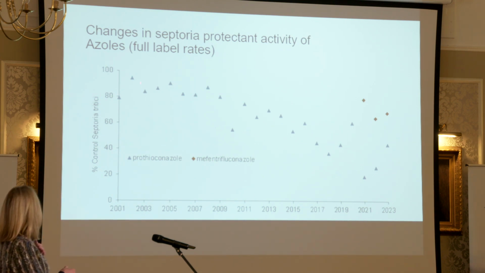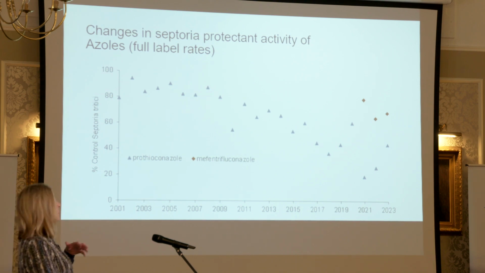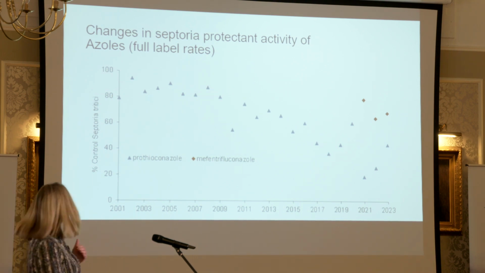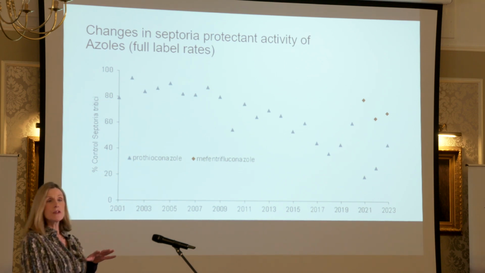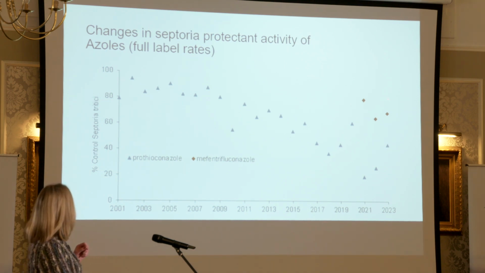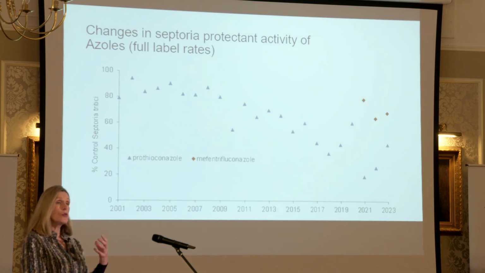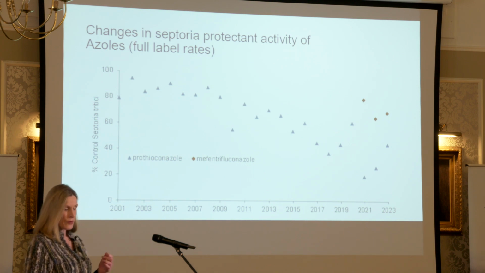And we've talked a lot about this decline in azole efficacy over the years. So while in the early 2000s we were looking at 80% plus control from those products at full rate, you see it decline to barely 30 or 40% in latter years. We've recovered some of that with mefentrifluconazole, that newer azole, but again, that's not bulletproof.